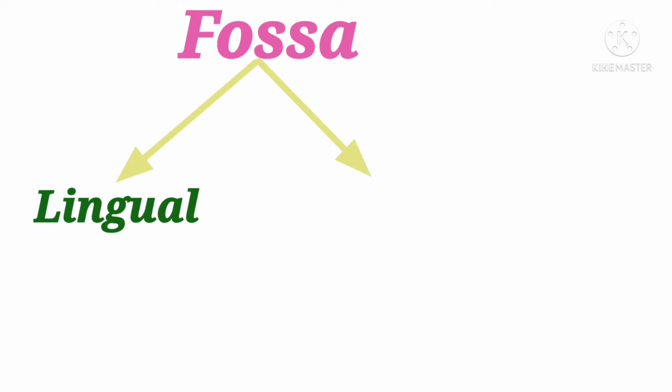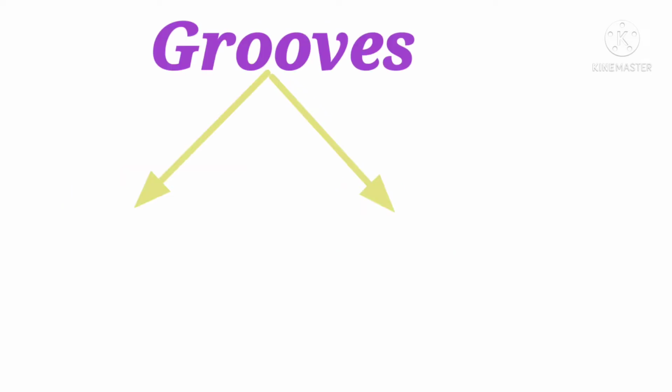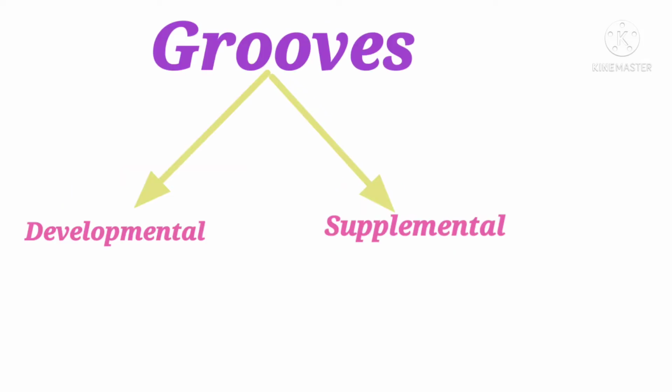Three types of fossae are seen: lingual fossa, which is seen only in the anterior teeth, then central fossa and triangular fossa, which are seen only on posterior teeth. And there are two types of grooves: developmental grooves and supplemental grooves. Let's see in detail about the elevations on tooth surface.